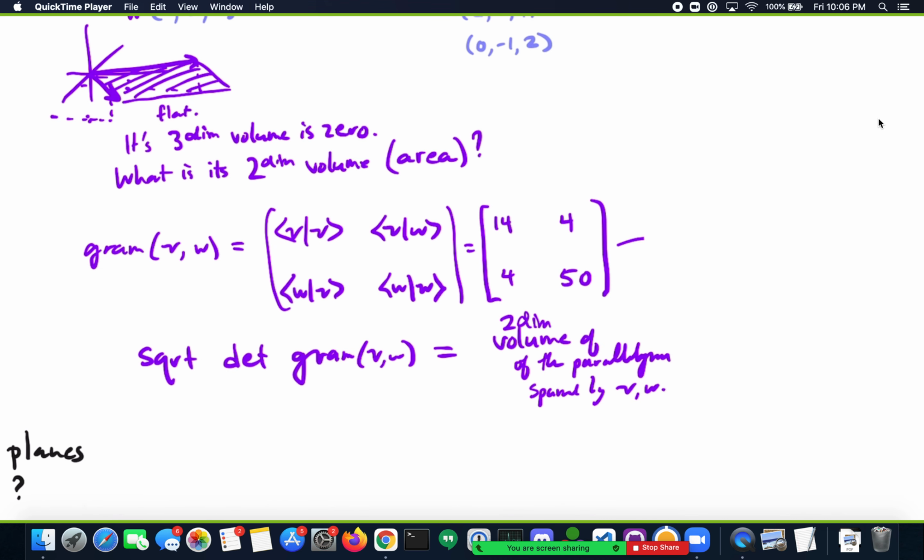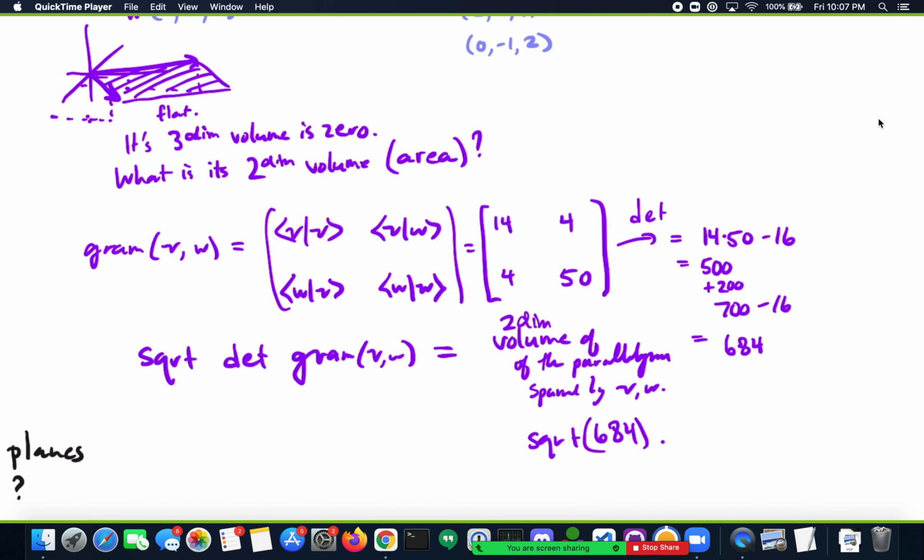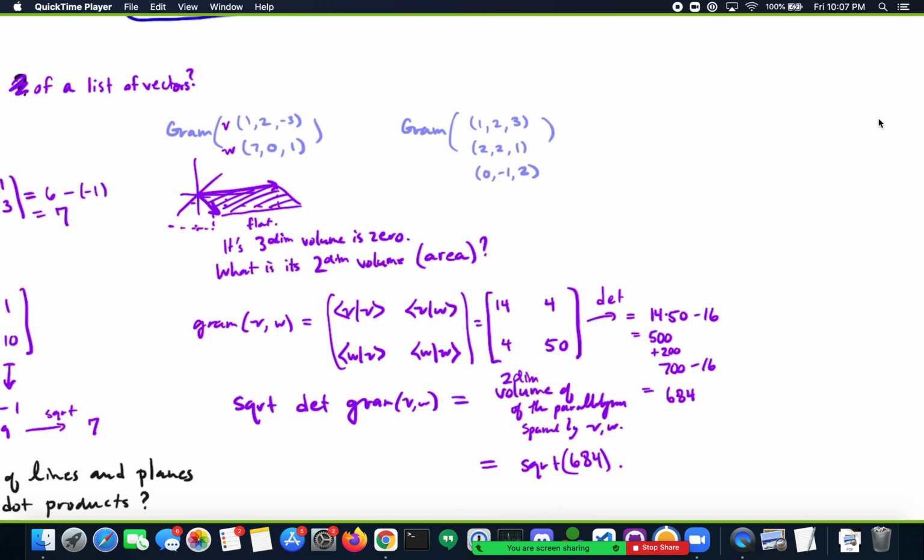And so, we could take the determinant of this matrix. So the determinant is 14 times 50 minus 16. 500 plus, what's 50 times 4? 200. So this is 700 minus 16. This is 684. Okay, so the square root of 684 is the volume, the two-dimensional volume, aka the area, of this thing.